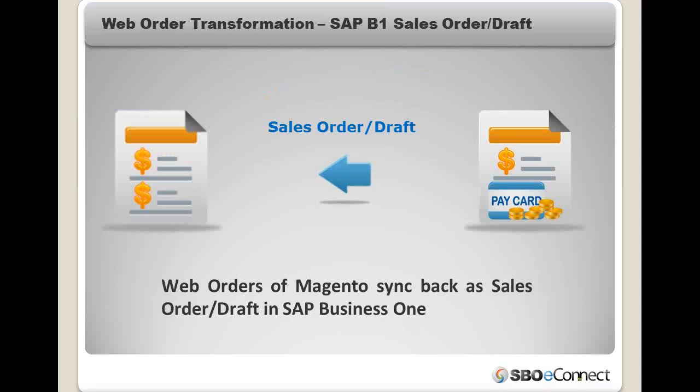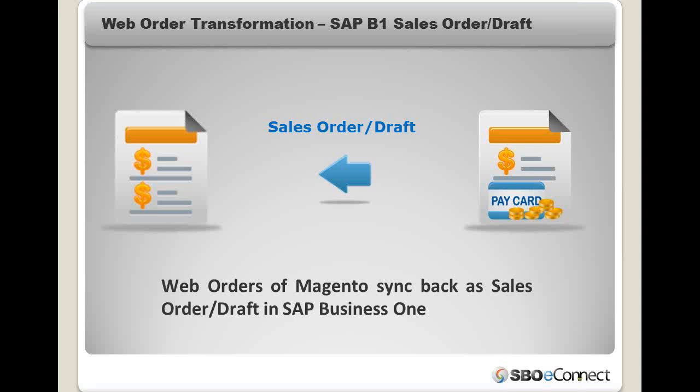Now with SBOeConnect 2.2, an excellent functionality added where the web orders can be synchronized as draft. This is very necessary for the organizations who generally do the manufacturing after getting the order from the web and after confirmation of the payment, like for jewelry business, where the customer is generally getting the order from the web and after the confirmation of the payment they generally do the manufacturing.